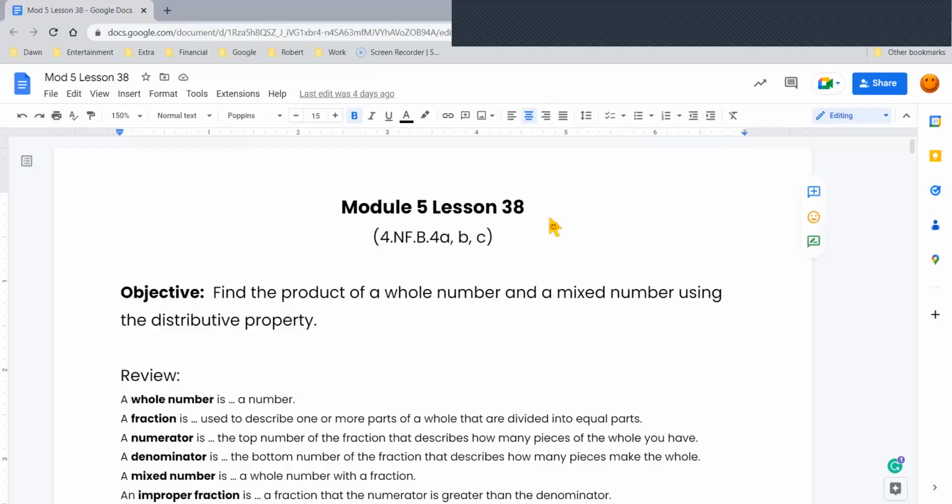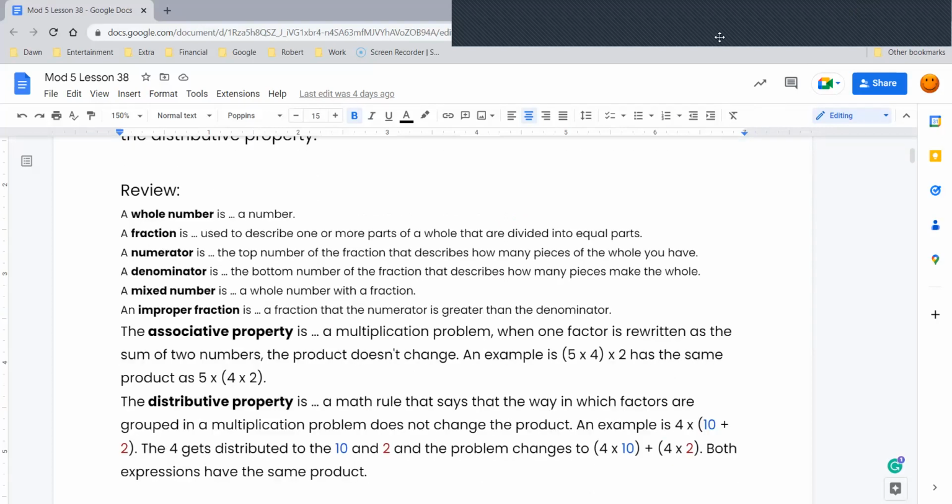Hi, my friends. It's Miss Alexander, and today we're working on Module 5, Lesson 38 of Engage New York. Our objective is to find the product of a whole number and a mixed number using the distributive property. Here we go, you guys.